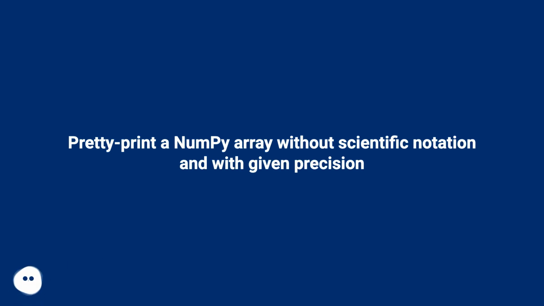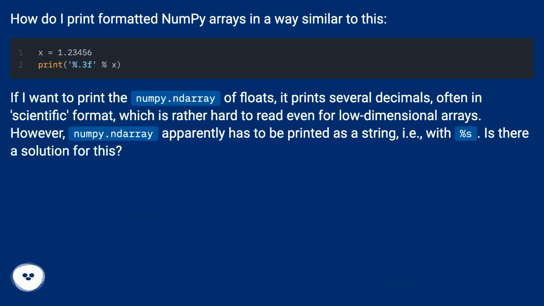Print a NumPy array without scientific notation and with given precision. How do I print formatted NumPy arrays in a way similar to this? If I want to print the numpy.array of floats, it prints several decimals, often in scientific format, which is rather hard to read even for low-dimensional arrays. However, numpy.array apparently has to be printed as a string, i.e., with %s. Is there a solution for this?